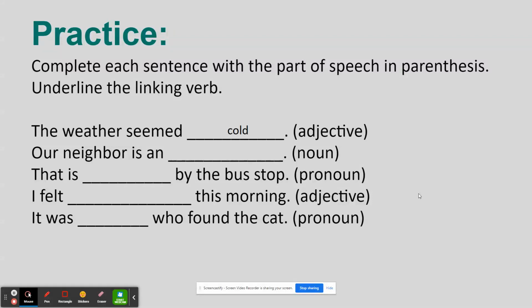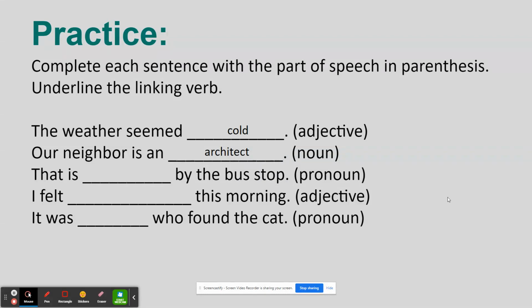Our neighbor is an, and we need a noun. So we need to think of a person, place, or thing that describes neighbor that we can connect here. So our neighbor is an architect. Notice that I have to have a word that starts with an A or some other vowel here because I have an as my modifier.